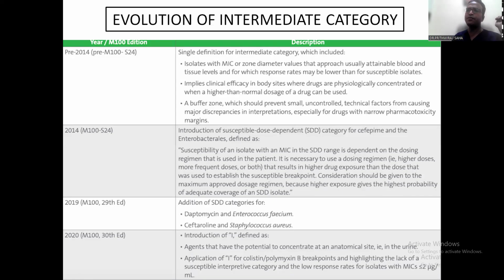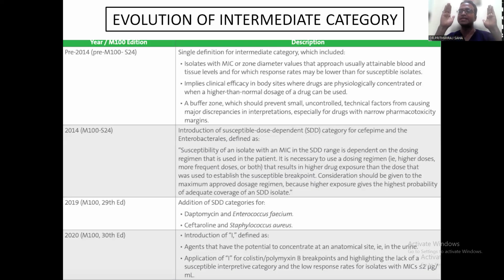So if we get a cefepime intermediate, then cefepime has a drug regimen starting from 1 gram BD to 2 gram QID, right? We generally use 2 gram TDS. So you can give 1 gram BD, 1 gram TDS, 2 gram BD, 2 gram TDS, and lastly, 2 gram QID.